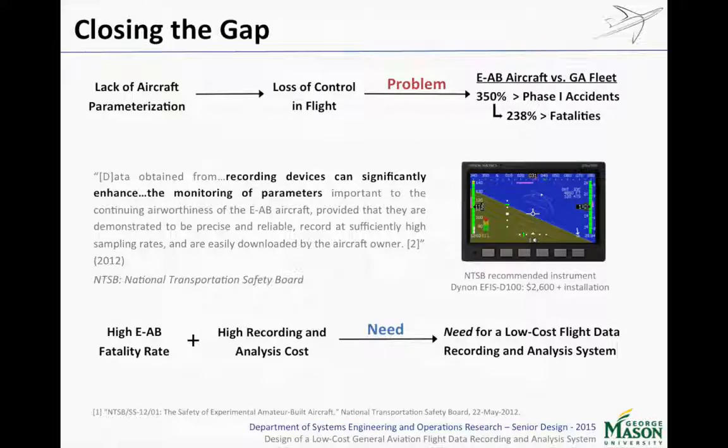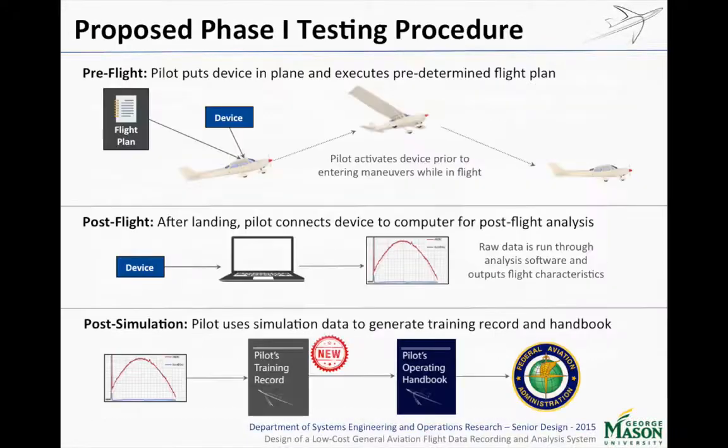And so what we're realizing here is that this high fatality rate, coupled with the high cost of recording devices and the lack of a purpose-built system, leads to the need for a system that is purpose-built for these pilots. That leads us into our proposed phase 1 testing procedure. We're proposing that these pilots use an entirely different method of parameterizing their aircraft based on a system of automation.